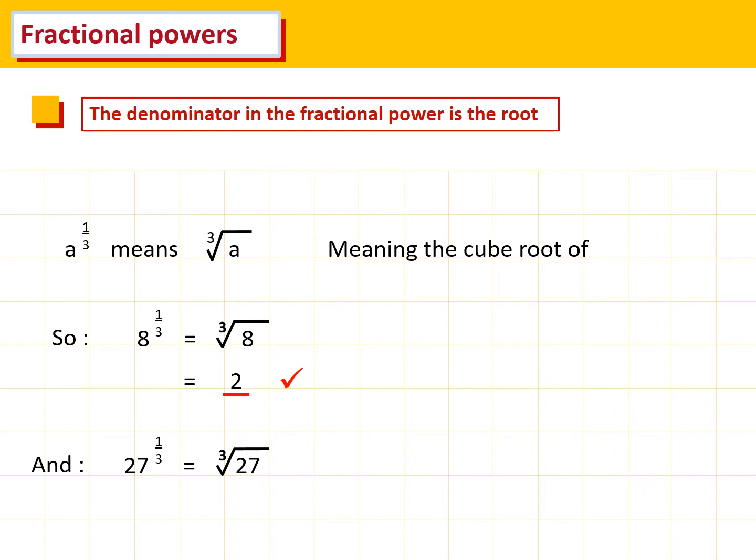And similarly, 27 to the power of 1/3, the 3 is the denominator, so that's the cube root of, or the third root of 27. So we ask ourselves, well, what number cubed gives us 27? And after a moment's thought, you may well have concluded it's 3.